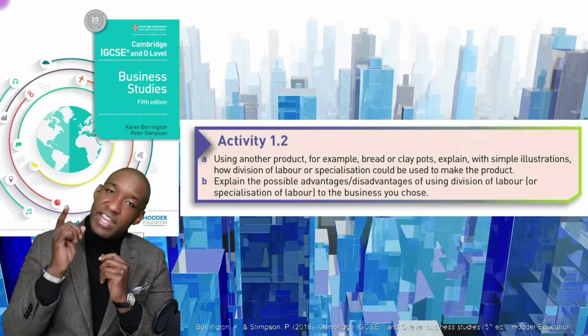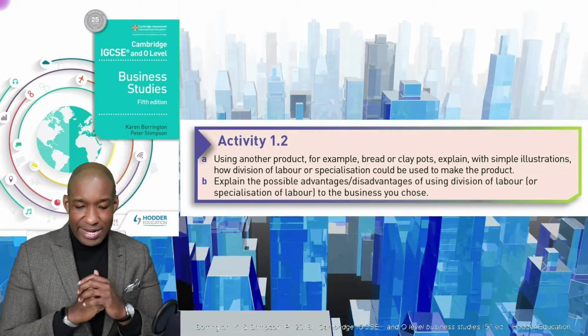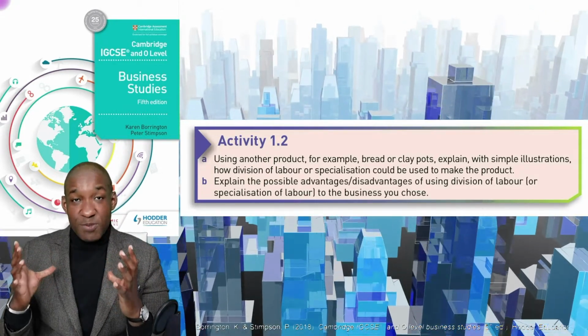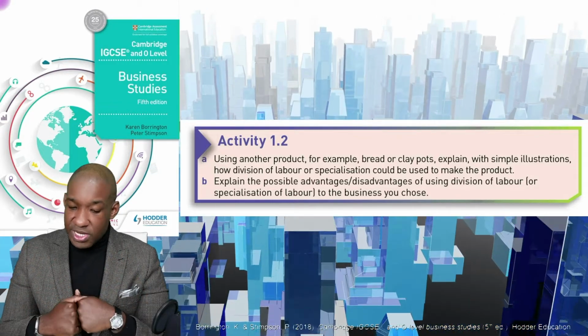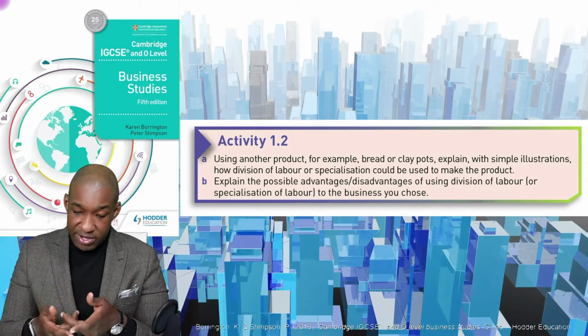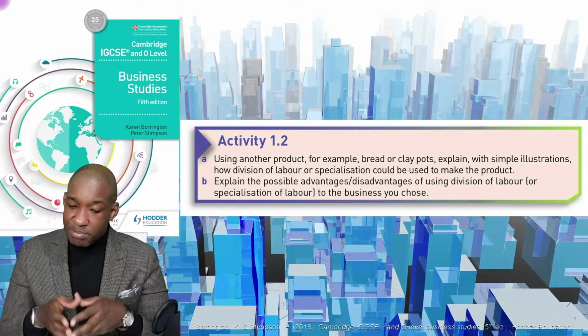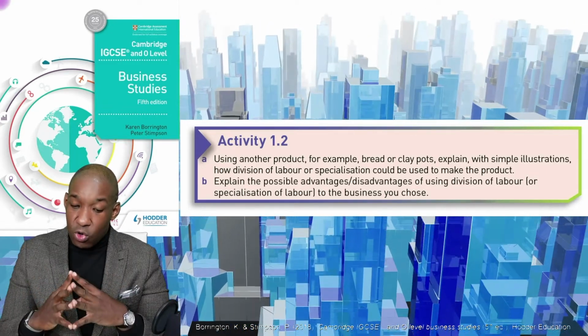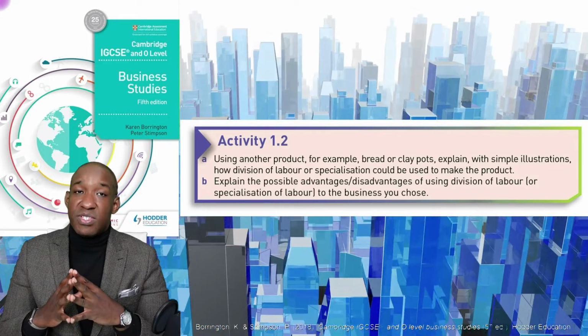So you have another activity in your workbook. Once you're done writing down that definition, you'll have a space. In that space, using another product, for example, bread or clay pots, explain with simple illustrations how division of labor or specialization could be used to make the product.